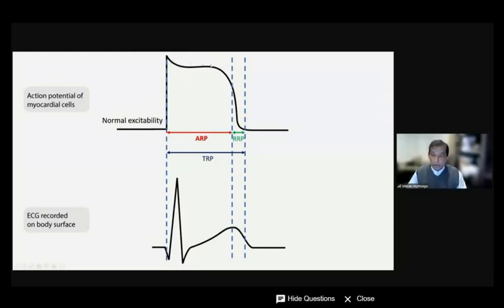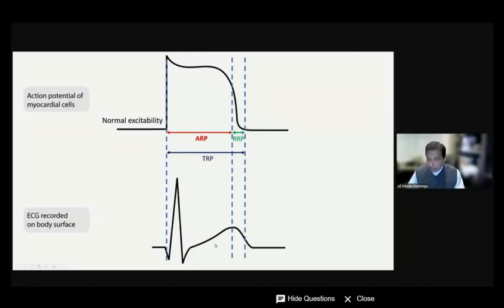And during the initial part of repolarization, the heart muscle cannot depolarize again, however strong a stimulus you put on it. That's what we call the absolute refractory period. It's refractory. It cannot fire again. During the latter part of repolarization, if you use a stronger signal, it might conduct or it might generate an action potential, but it will be slow. So that's the relative refractory period, and the whole thing is called the total refractory period.